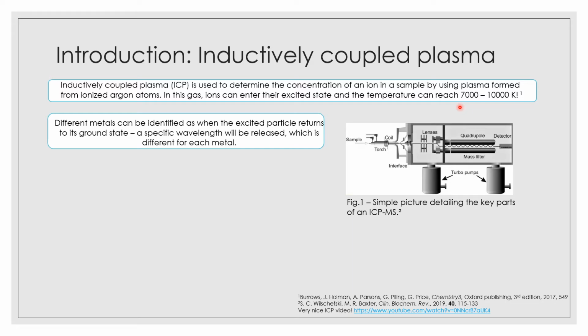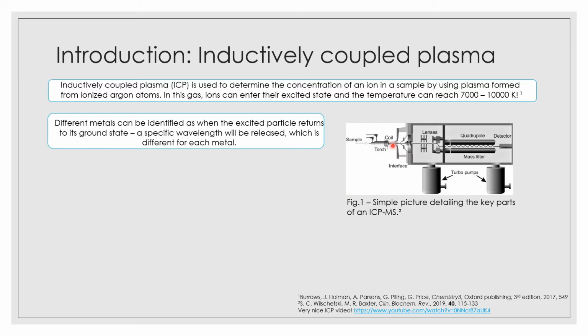The next step is to run our sample through this plasma flame, and the ions in the sample will enter their excited state. This is much better than a normal flame test, as it's much hotter, so almost all, if not all of our sample will enter their excited state. Once they're in the excited state, they return back to their ground state and will emit a photon at a specific wavelength of light. Each different metal has a different wavelength, so that's how we can determine this.